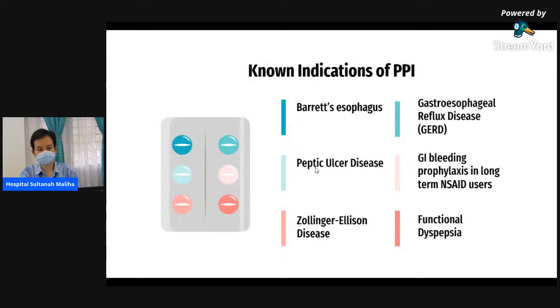So we have seen a lot of indications of PPI. So these are the known indications which are actually labeled. First being Barrett's esophagus, peptic ulcer disease, Zollinger-Ellison disease or syndrome, GERD, GI bleeding prophylaxis in long-term NSAID users, as well as functional dyspepsia.